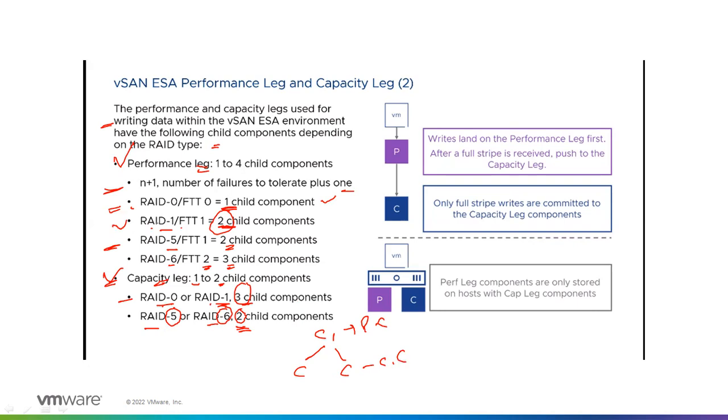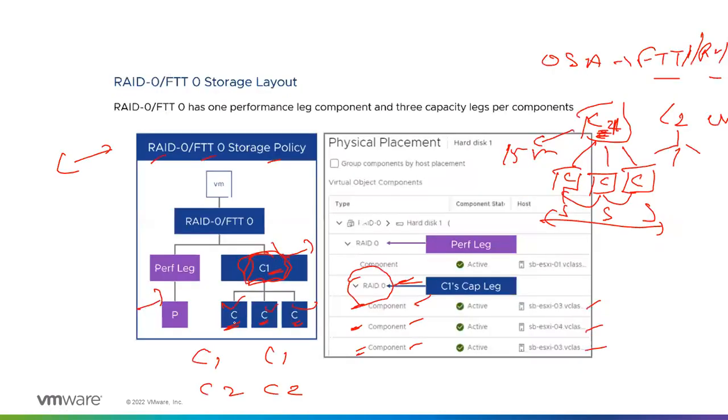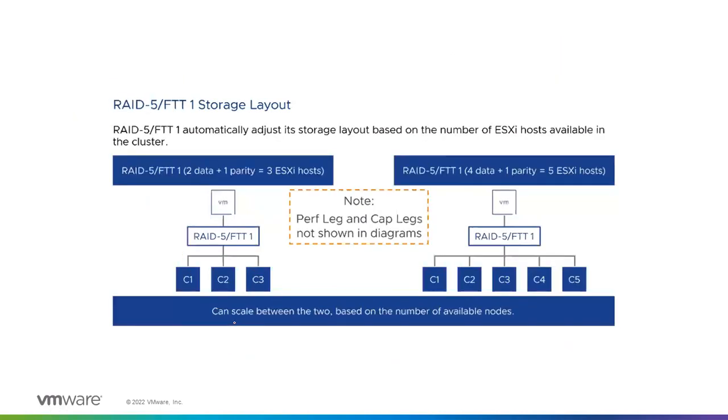Correct. In the same way, the performance leg will have RAID 5 FTT1. Still, it will have only two child components. But here with RAID 5, for my capacity leg, two child components will get created. So again, the policy definition is different here as compared to what we do. Now we can take another example.